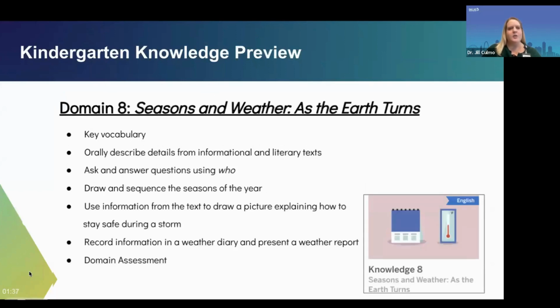Then kindergarten students will move to Domain 8, Seasons and Weather, as the Earth turns. In this introduction to weather and the seasons, students will learn that weather follows sequential seasonal patterns and varies in different regions of Earth throughout the year. Students will connect their understanding of changes in weather to the calendar and begin to recognize patterns and characteristics of weather and how these elements affect their daily lives. Writing activities will include journaling and preparing an oral presentation.